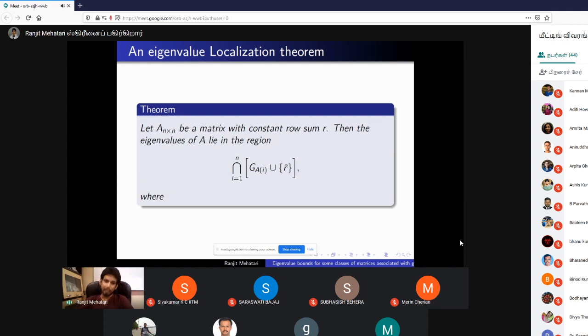And since all G(A_i) union {R} contain all the eigenvalues of A, the intersection also contains all eigenvalues of A. Where G(A_i) has the form: z belongs to C such that |z - A_kk| is less than or equal to the sum of |A_ik|. Correct? Now we apply this result to obtain eigenvalue bounds for different classes of matrices related to graphs.